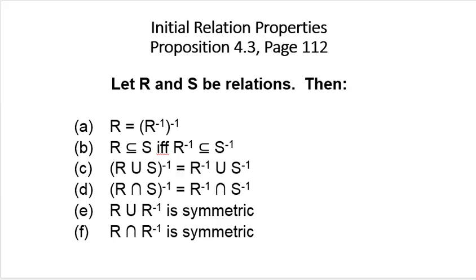Alright, so we're going to look at a couple proofs similar to what I've asked you to do on homework. And these are proofs of what we're going to call our initial relation properties. On page 112 of the Fletcher and Patty book, proposition 4.3 lists 6 initial properties of relations. Relation R is equal to R inverse inverse. R is a subset of S if and only if R inverse is a subset of S. That's kind of a tough one to prove. If and only if means you've got 2 things to do. And here are 4 others.